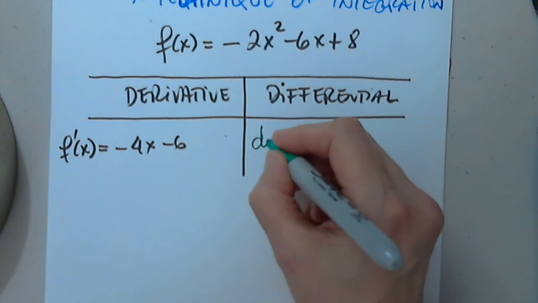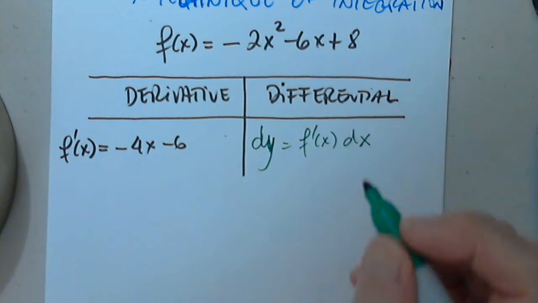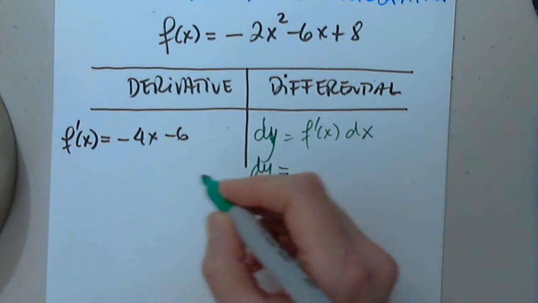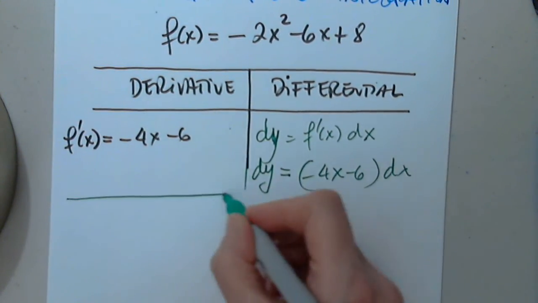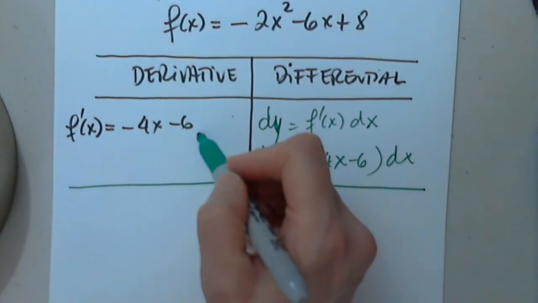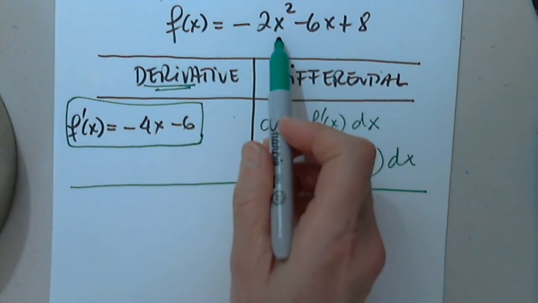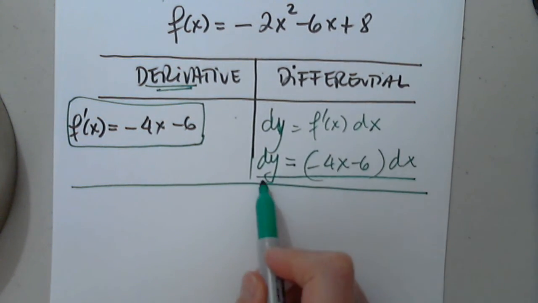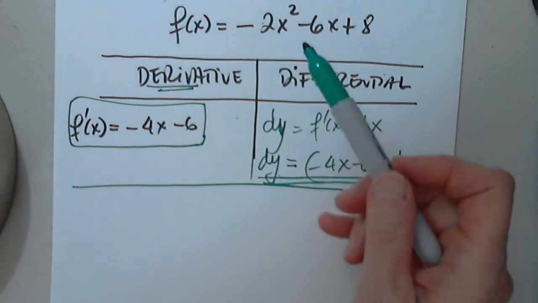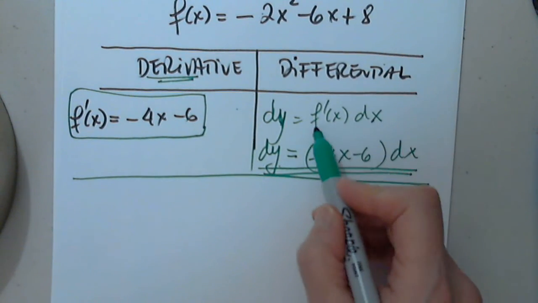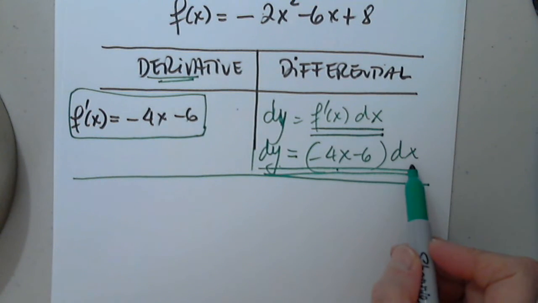Okay, please remember, this is dy, and this is f prime of x dx, which means dy equals negative 4x minus 6 dx. So this is extremely important to understand the difference between the derivative of a function and its differential of the same function. The derivative of the function, the differential of the function, which by definition is f prime of x dx.